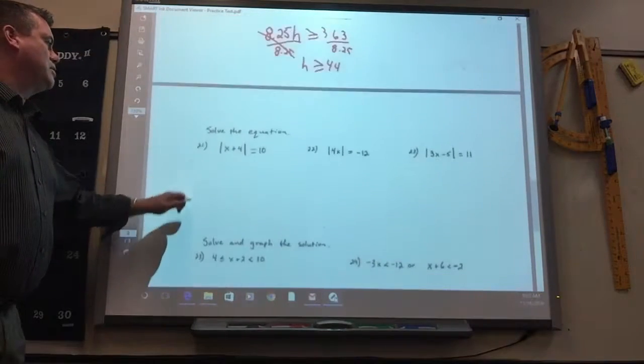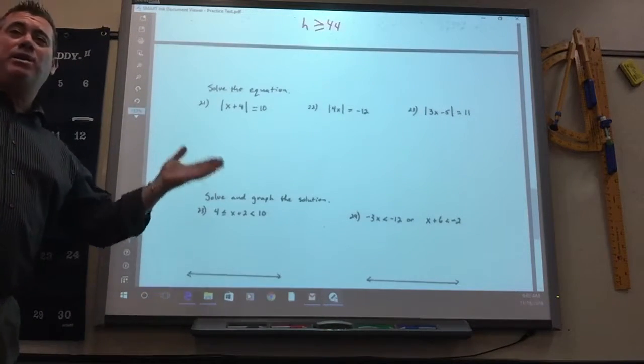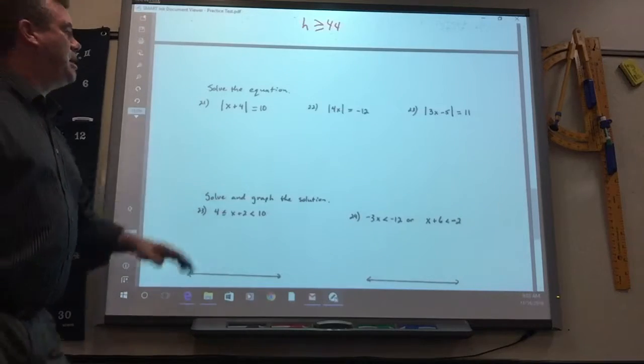So he's got to work 44 hours or more. I'm sick. Now we get into this last worksheet we had, the compound equations.